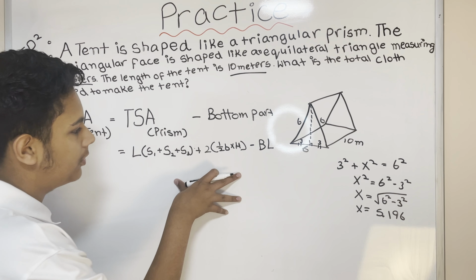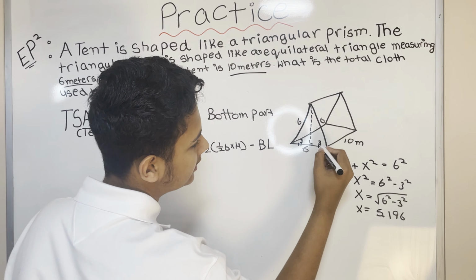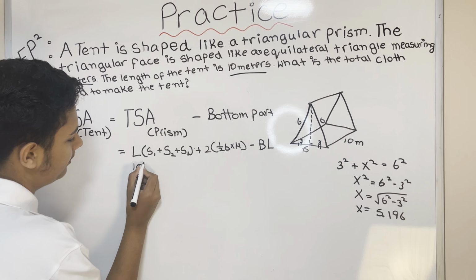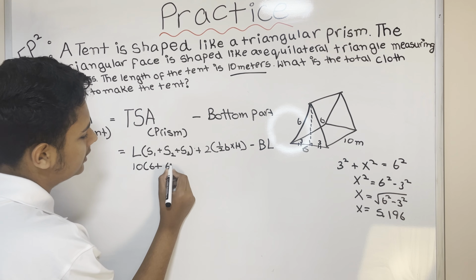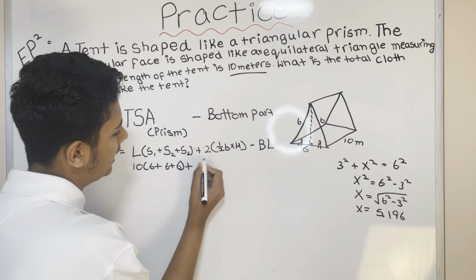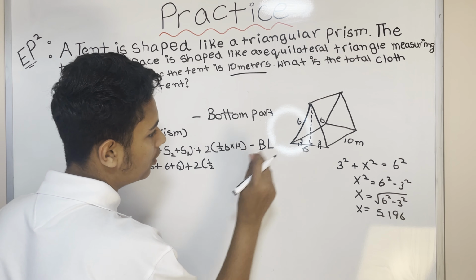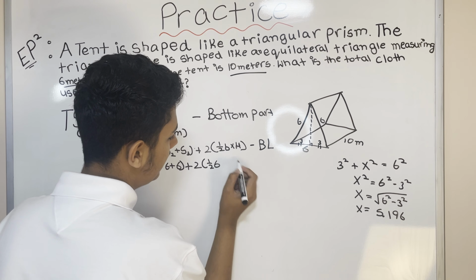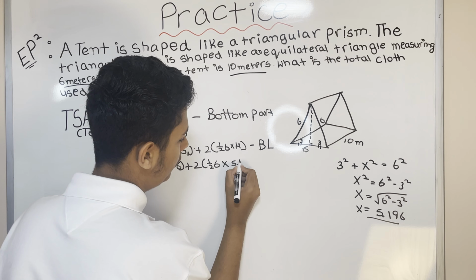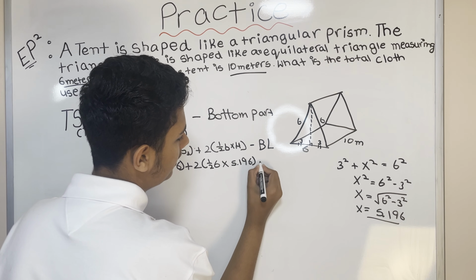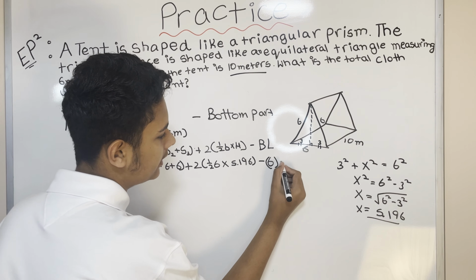Now we can put all the measures in. Our length is not this, this is the base. Our length is this, so 10. For the sides, all the sides are the same, so it doesn't matter, we just write 6 plus 6 plus 6. Then we add 2 times one half our base. The whole base is 6. Then our height that we just found is 5.196, and then the base is 6 times the length, 10.